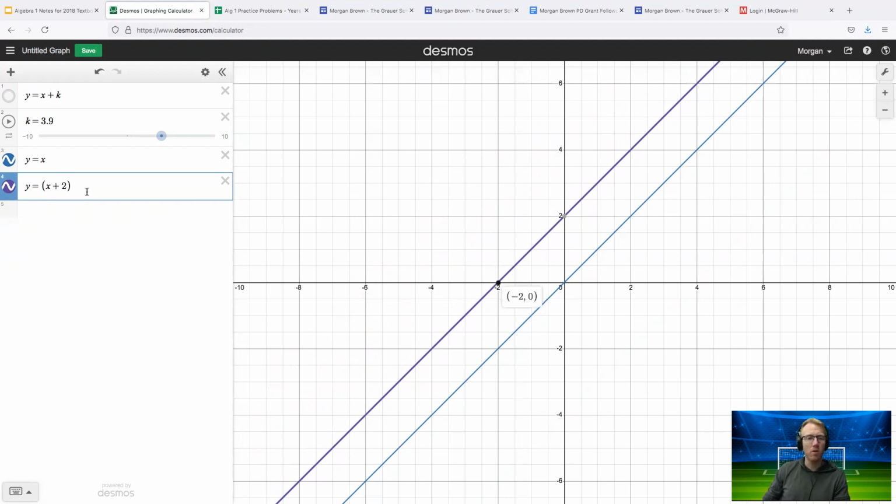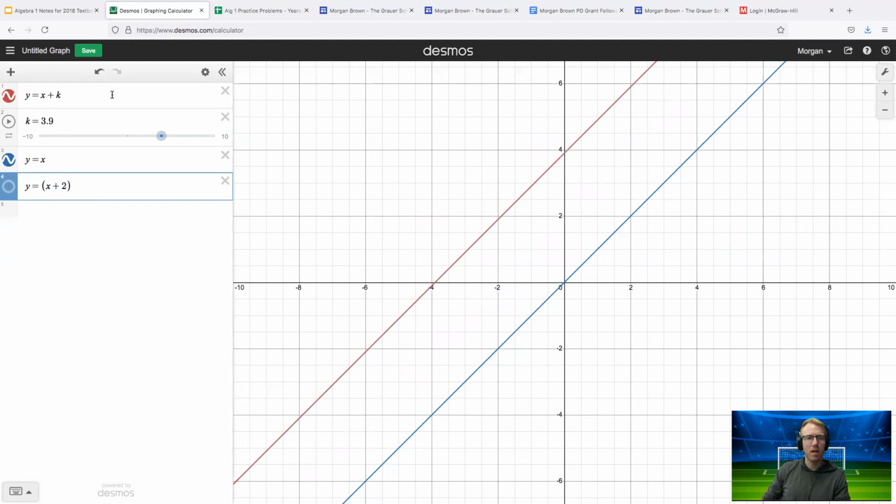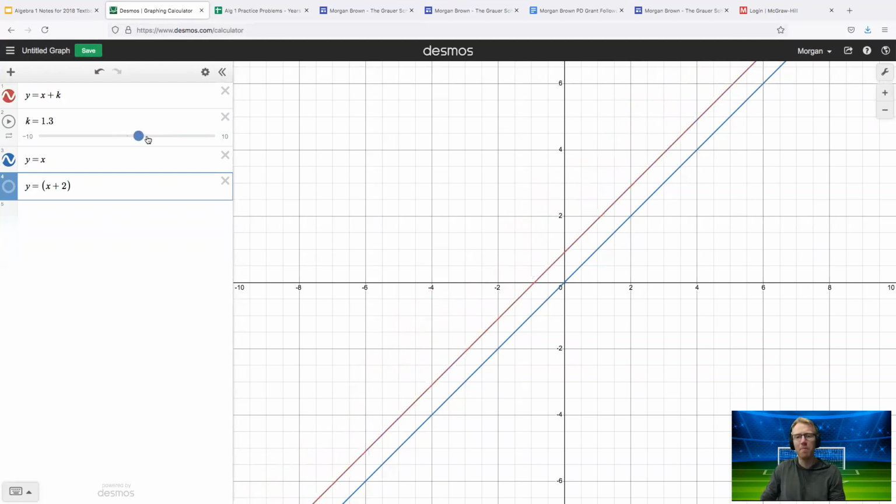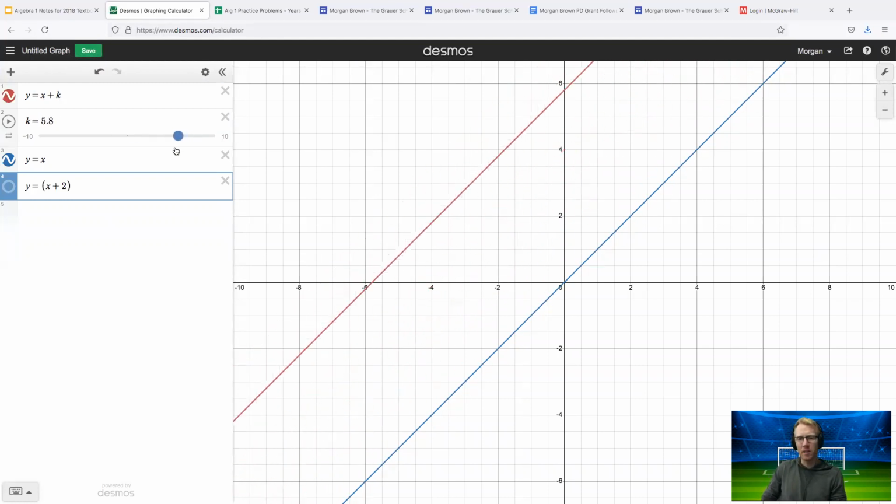And again, you might notice that as I fluctuate, let's go back to the one up here, as I fluctuate this k value, when you see this on the graph moving up and down, if you look at the x-axis, it looks like it's moving side to side. If you look at the y-axis, it looks like it's moving up and down.